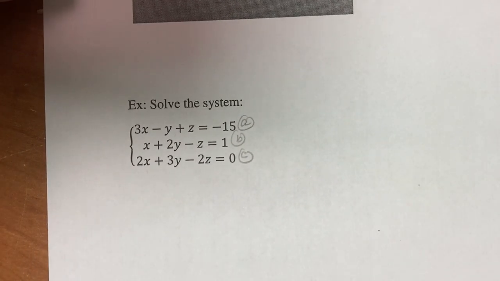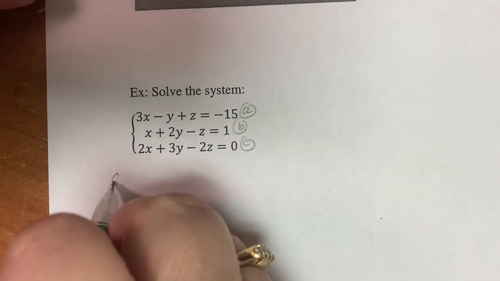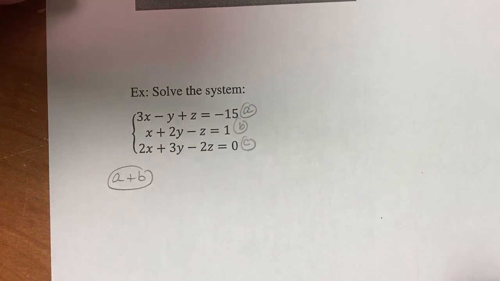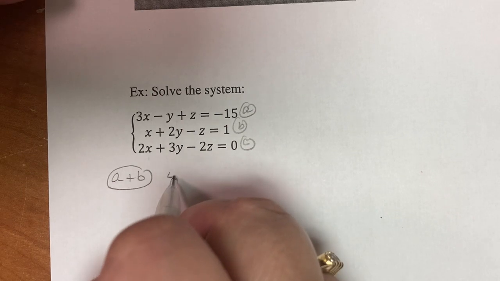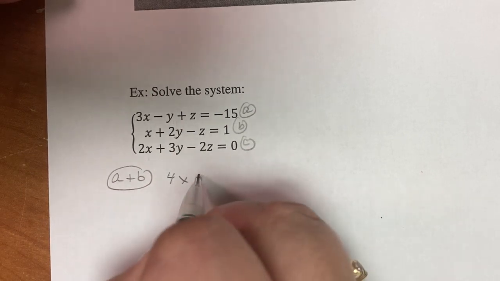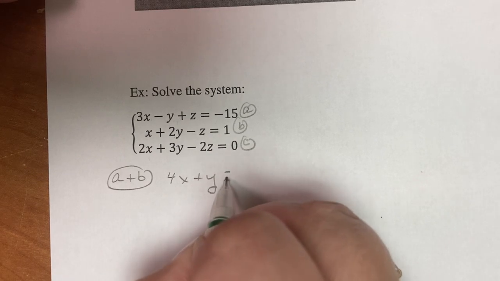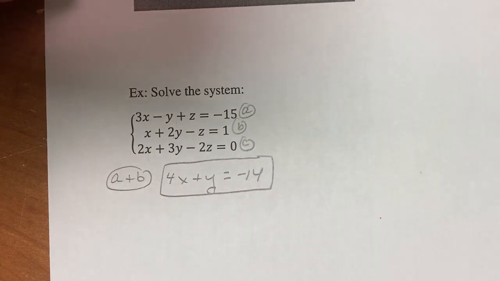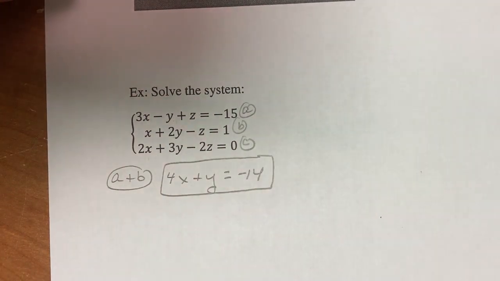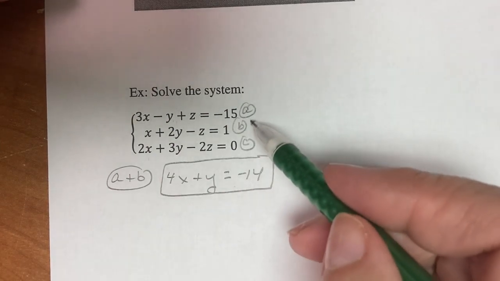Okay, so again, I've chosen to eliminate z. I have to do it 2 different times. Let's see what that's going to look like. The first thing I'm going to do to eliminate my z is I'm going to add A and B. If I add A and B, I'm going to get 4x plus y, the z's disappear, equals negative 14. And I'm going to put a box around that because I'm going to have to come back and find that in a couple of minutes. Now, I've eliminated the z using equations A and B.